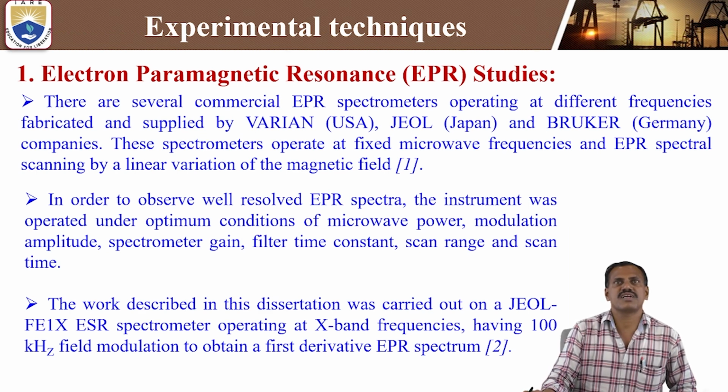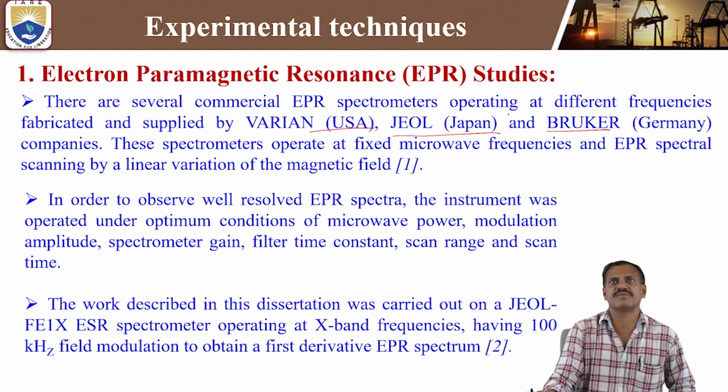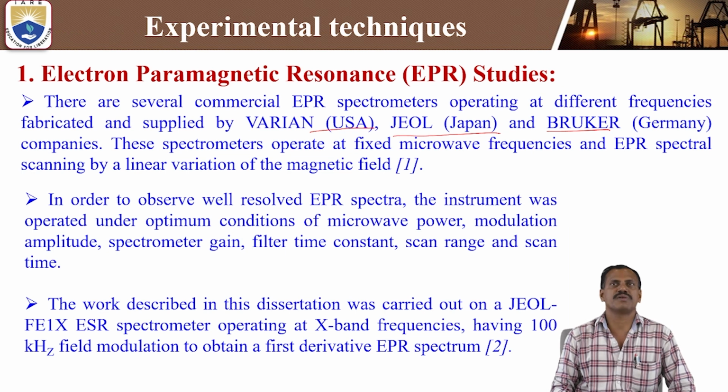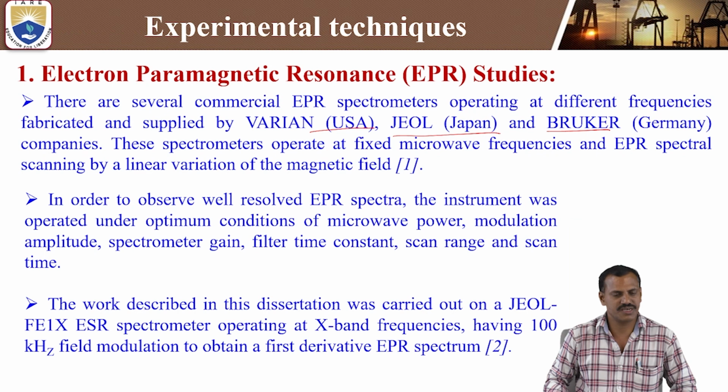There are several commercial EPR spectrometers operating at different frequencies, fabricated and supplied by Varian, a company from the USA, JEOL from Japan, and Bruker from Germany. Most laboratories use JEOL and Bruker. These are the famous instruments for EPR studies. These Japanese and German companies' instruments are used a lot in research laboratories for EPR study purposes.